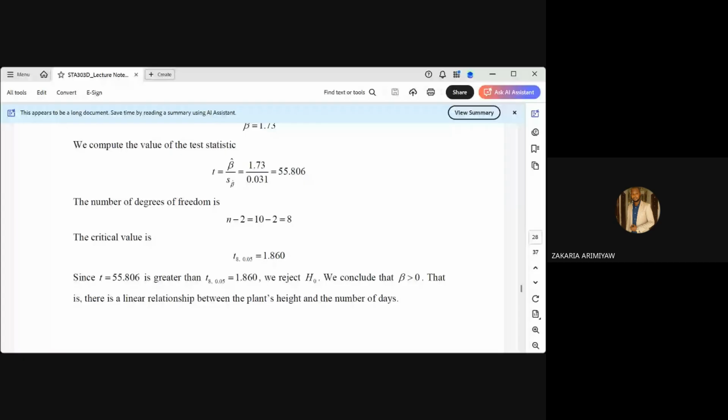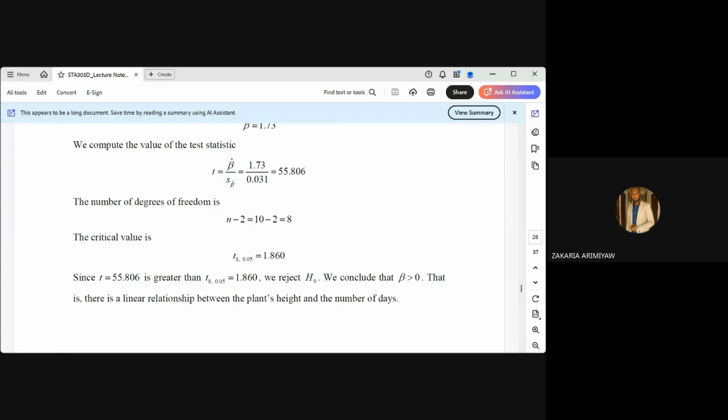So on this basis, are we rejecting or not rejecting? Yes. You'll be rejecting. So we reject H naught. So what should be the conclusion? That B is greater than 0. Okay, so B is greater than 0.